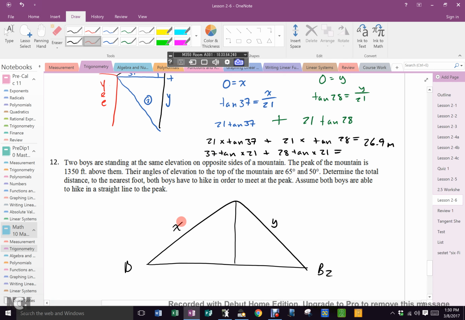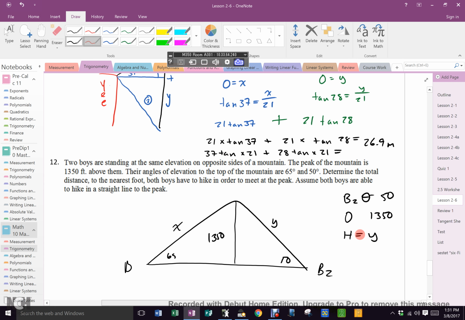You do not know how far apart they are, but you do know that the mountain is 1350, don't you? Do you know this guy's angle? What is it? 65. Do you know this guy's angle? 50. So, for boy 2, do you have a theta? It's 50. You have an opposite of 1350. Please notice all my ink is disappearing because this computer sucks. And my h equals y.